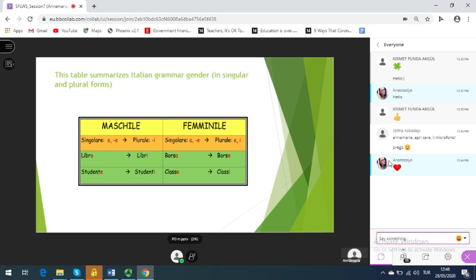This table summarizes Italian grammar gender, and this is what is always shown in most Italian language textbooks. So it's masculine, feminine, singular and plural. But actually, I didn't want to show this from the beginning. This is what I was teaching in the previous years, by showing this table.